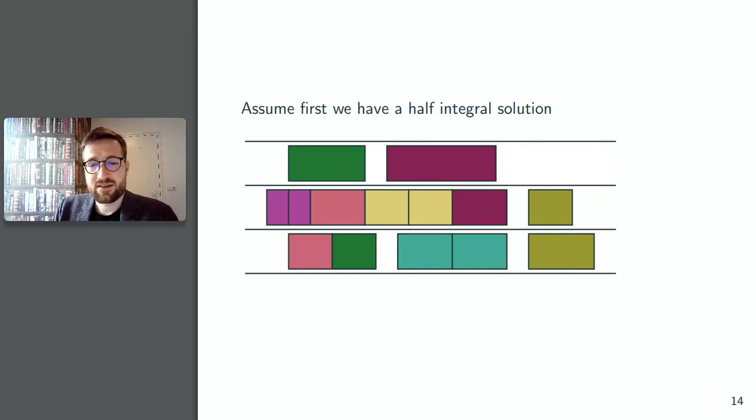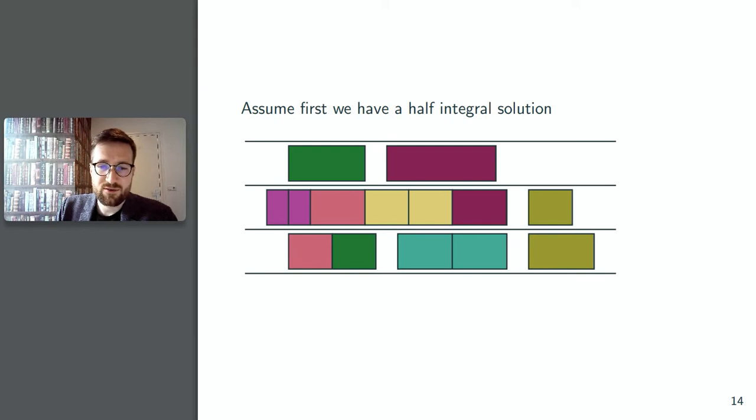So let's start with an easier task. Of course, in the end we want to round an arbitrary LP solution, but let's start with a half integral solution. So every job is assigned to 2 machines, 50% to one machine and 50% to the other. So in this picture again, the boxes are the jobs where they are scheduled, and each color corresponds to one job, and each job is split between 2 machines.